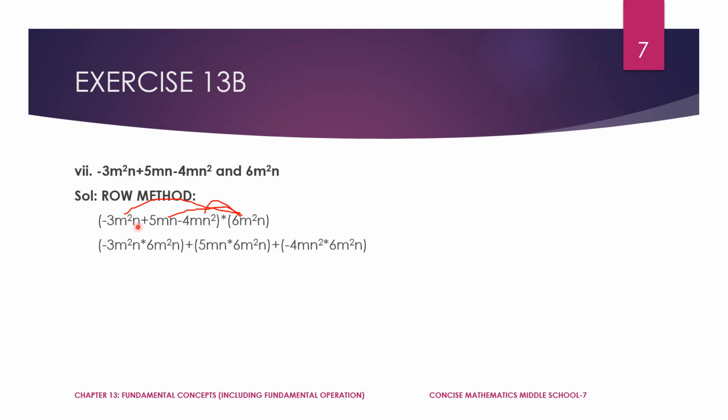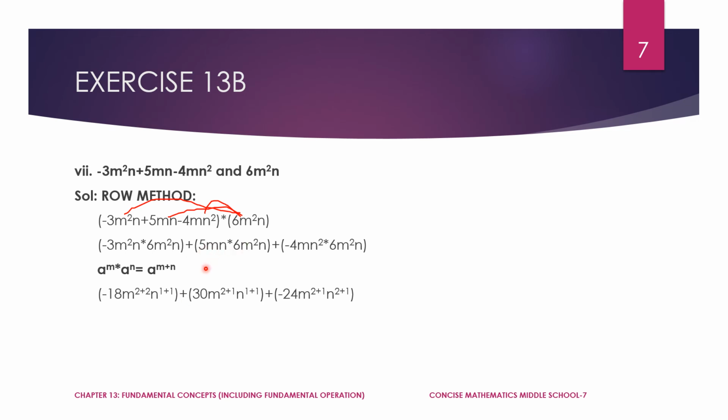Minus 3m square n into 6n square n plus 5mn into 6m square n plus minus 4mn square into 6m square n. Now just multiply all those together. Plus into minus, minus. 3 6s are 18. M to the power of 2 plus 2. N to the power of 1 plus 1.